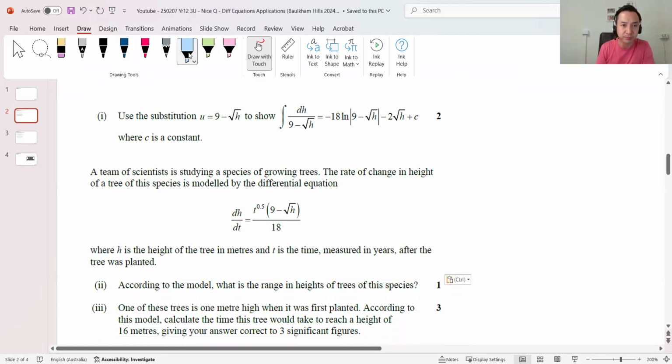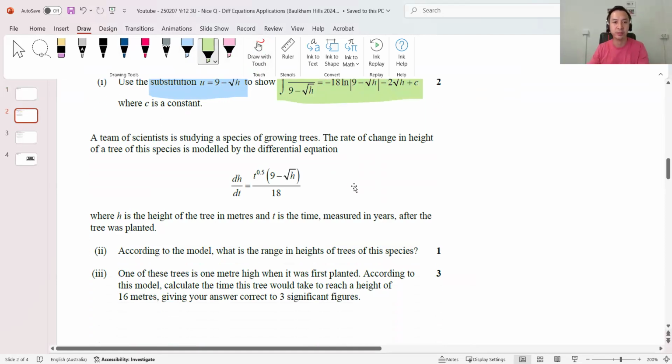So first question. Using substitution method, it's an integration question. Okay, that's not too bad, I think, I hope. And then a team of scientists is studying species of growing trees. Rate of change of the height is given by this. Okay, that's the rate of change, where h is the height of trees and t is time. Easy. According to the model, what is the range of heights of trees?